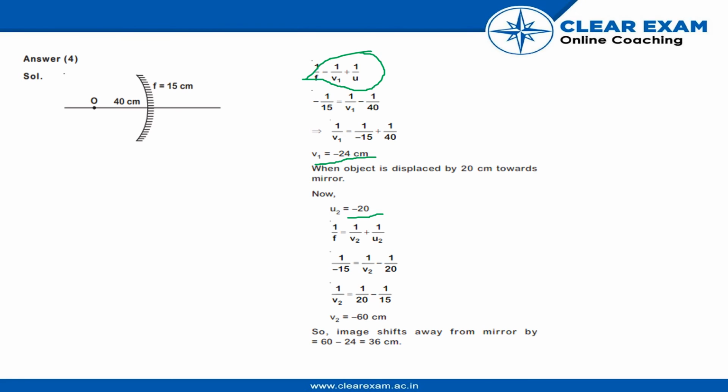Now again applying this formula, after applying, we can find the new image distance. The new image distance will come out to be minus 60 centimeter. So now we have to tell the displacement in the distance of the image. The image distance is now 60 and initially it was minus 24. So after subtracting these, we will get the final answer, that is the displacement, which comes out to be 36 centimeter.